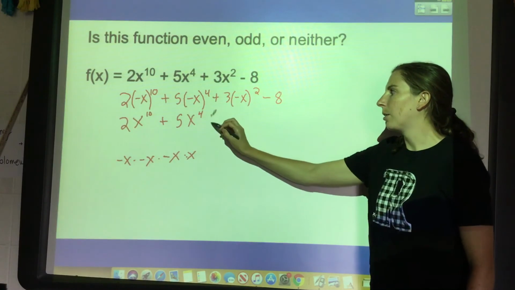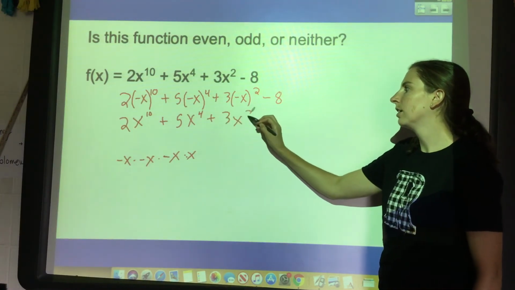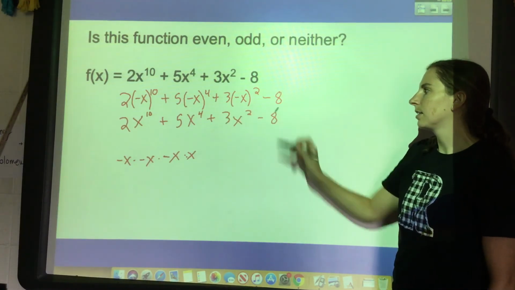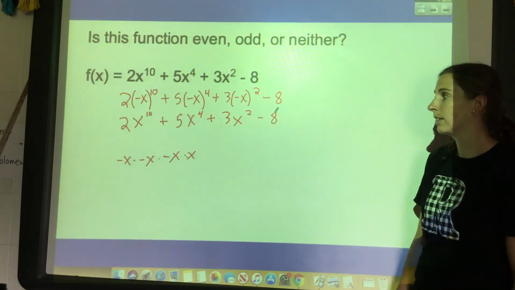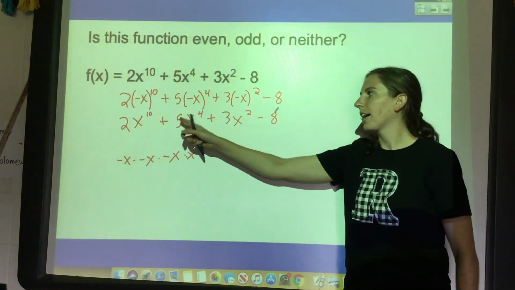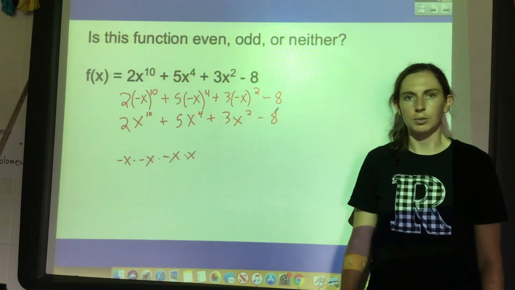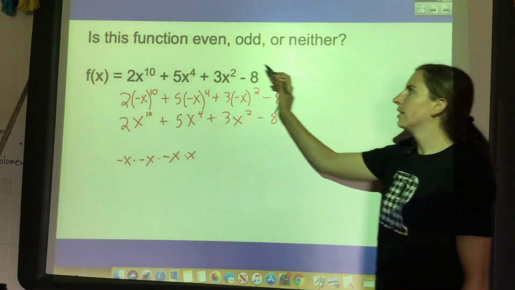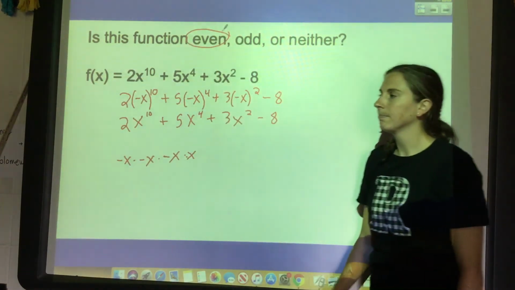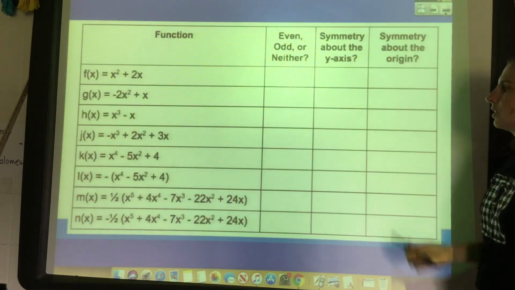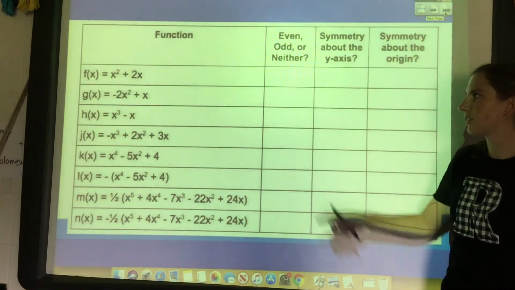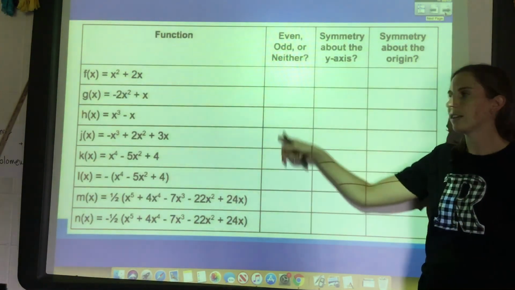This one will come out positive x squared and minus 8. So notice, after simplifying, I got back to exactly what I started with. That makes this an even function.